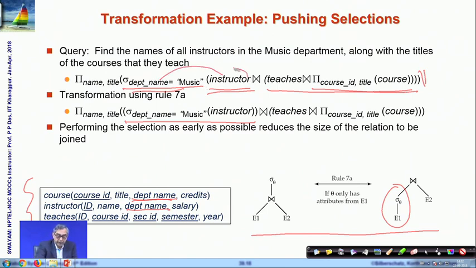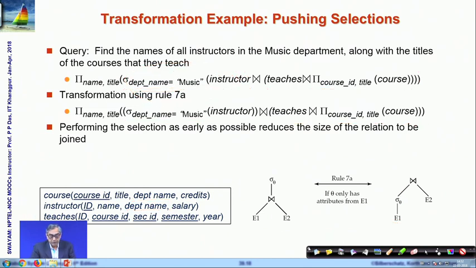So, I can do this selection early and take this out and then do the final join operation. In that process, possibly this will reduce the size of the relation to be joined significantly, because you do not naturally expect to have too many instructors in the music department. So, the instructor relation after the selection would become much smaller. So, this is one example.